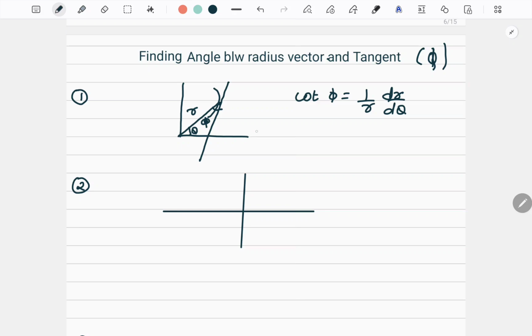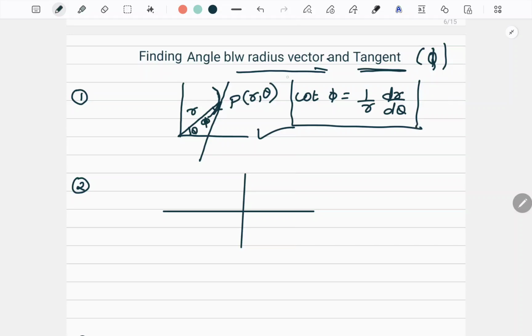So this is what we learned in the last video: if there is a curve like this and there is a point P on it represented by r comma theta, then this phi is the angle between the radius vector and the tangent, and we are going to learn how to find this angle. We derived this relation in the last video, which I told you is very important. So this derivation we have already done. I told you to do the questions.